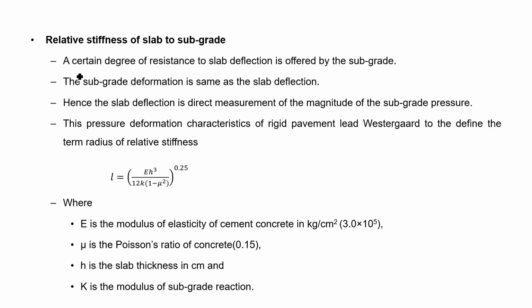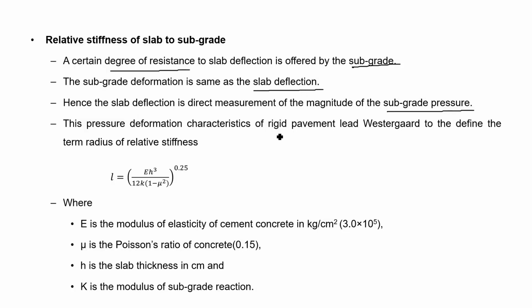We know a certain degree of resistance to slab deflection is offered by the subgrade. That is, when the slab is getting deflected, a certain degree of resistance is offered by the subgrade. And this subgrade deformation is same as the slab deflection. Hence, the slab deflection is direct measurement of the magnitude of the subgrade pressure.